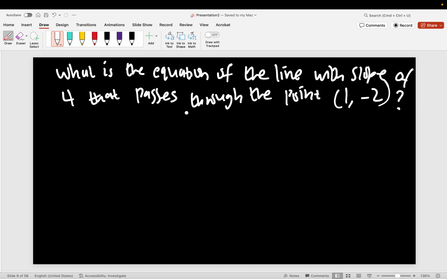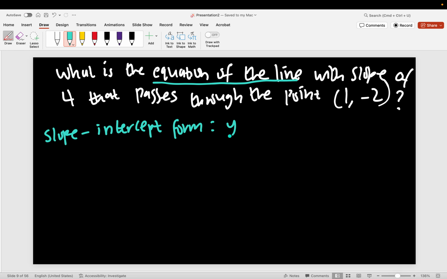So we're just going to try to get the equation of the line in slope-intercept form. There are so many forms that we can use, but I'm only going to talk about slope-intercept form in this video because it's the most straightforward. So the slope-intercept form looks like this: y equals mx plus b. Let me talk about what each thing stands for. So m in your slope-intercept form stands for slope, hence why it's called slope-intercept form.